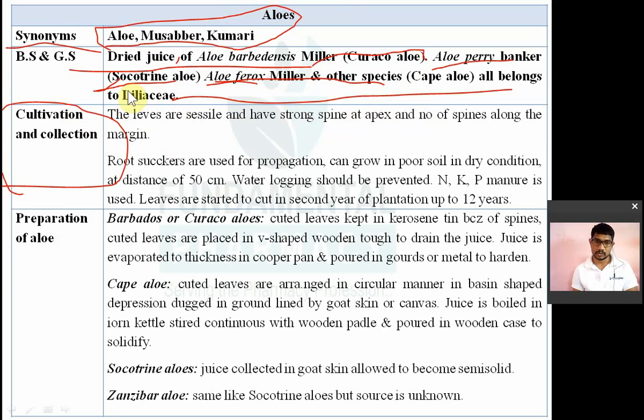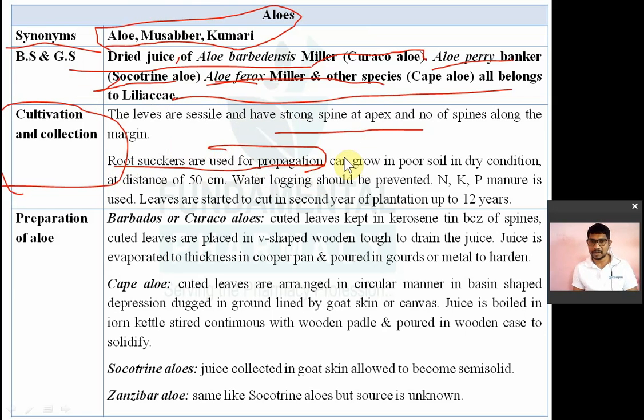Now cultivation: leaves are sessile and have strong spine at apex. Sessile मतलब there is only one leaf, they are not present in pairs. एक ही लीफ रहेगा, sessile and have strong spine, उसको एक नुकीला एपेक्स रहता है, spines along with the margin, उसका सीरेट मार्जिन रहता है. Root suckers are used for propagation, मतलब उसका जो रूट होता है या फिर जो रूट के जैसा स्टेम होता है, that is used for propagation. वो लगाया आपने तो ये पूरा प्लांट ग्रो हो जाएगा.